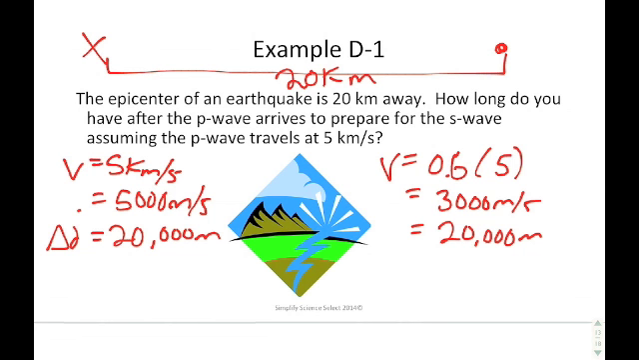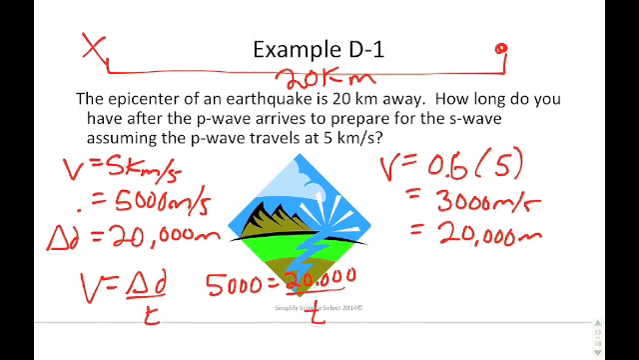So next, now that you've got these things going on right here, you can figure out the time that's associated with each one of these. So you would say v equals delta d over t, and you would plug in your numbers. You would say, okay, 5,000 equals 20,000 divided by t, and you would solve for t. When you solve for the time in the first case, you end up getting about 4 seconds. Okay, 4 seconds is how long it takes to travel those 20 kilometers.